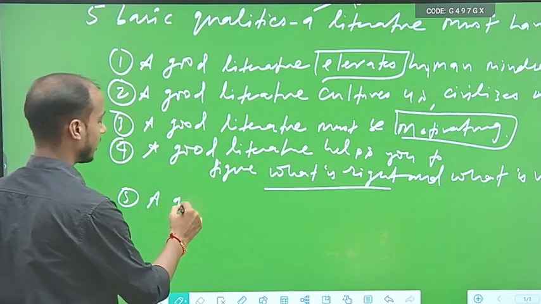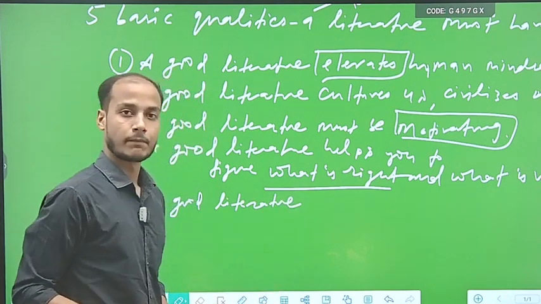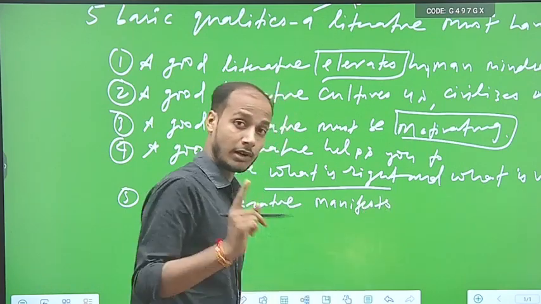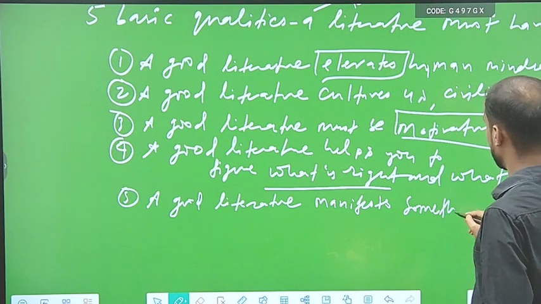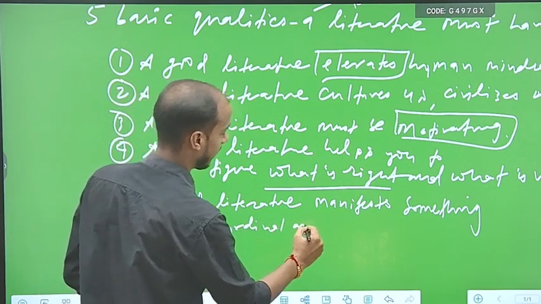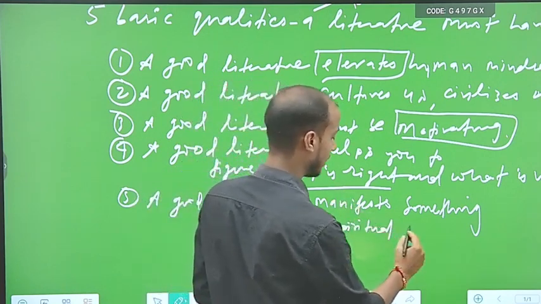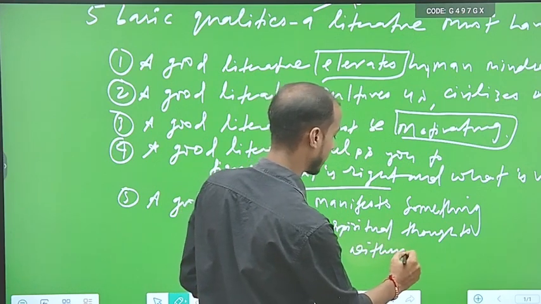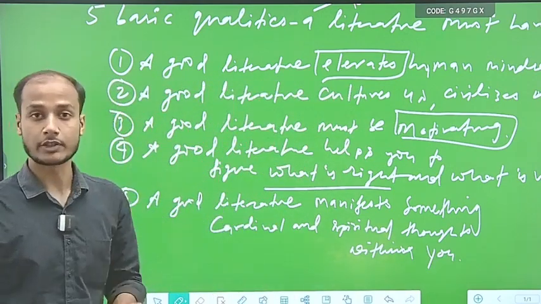A good literature manifests something cardinal and spiritual thoughts within you. Very important. Last but not the least, within you. This is the fifth quality of a good literature.